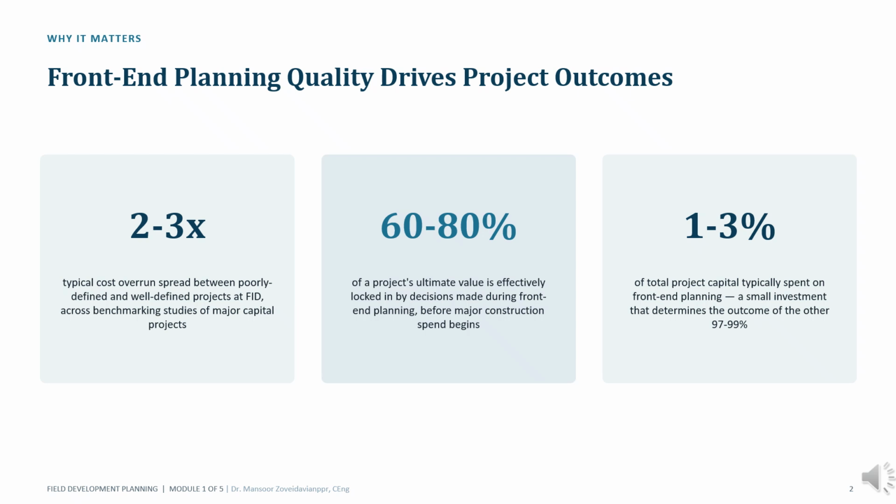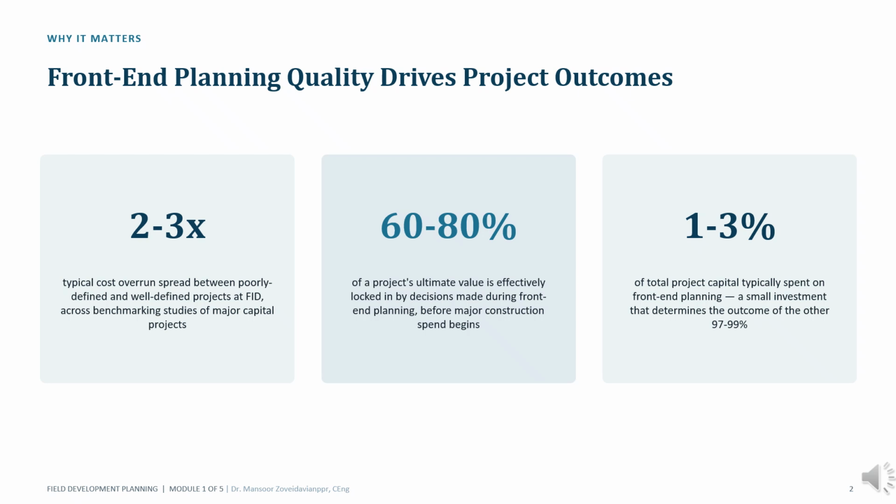Second, approximately 60 to 80% of a project's ultimate value is effectively set during front-end planning. By the time major construction starts, the most important decisions regarding concept selection, facility size, well count, development strategy, and execution approach have already been made. Third, the amount spent on front-end planning is typically very small relative to total project capital expenditure, often around 1 to 3%. Yet that small investment influences the performance of the remaining 97 to 99% of project spending.